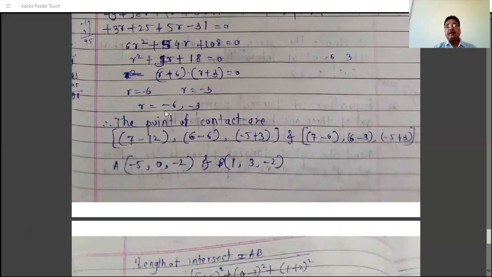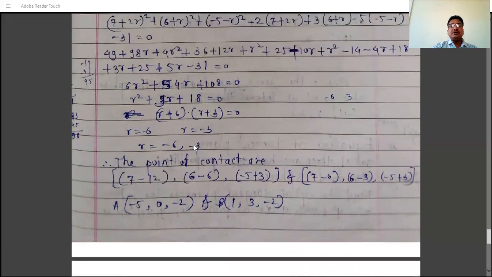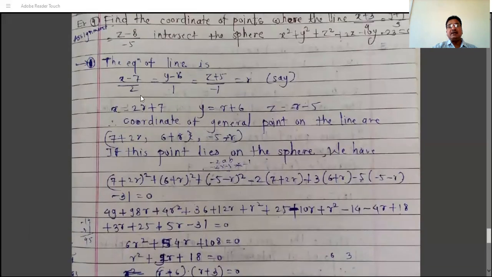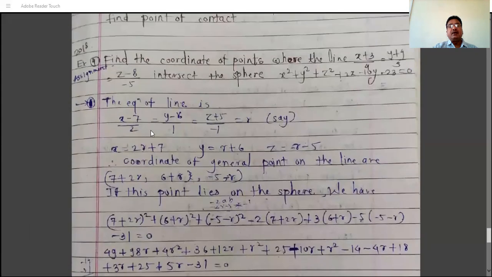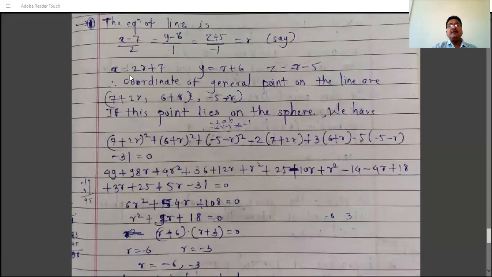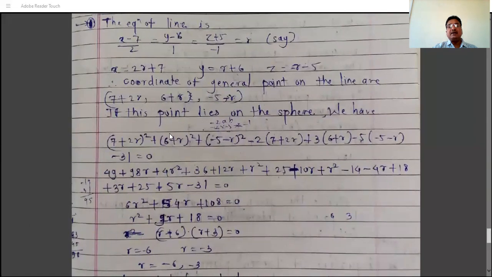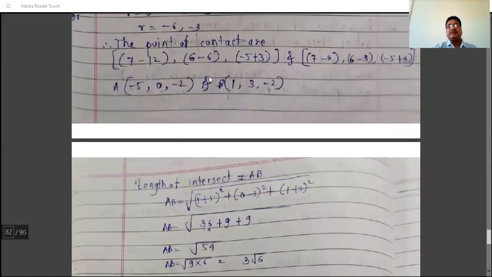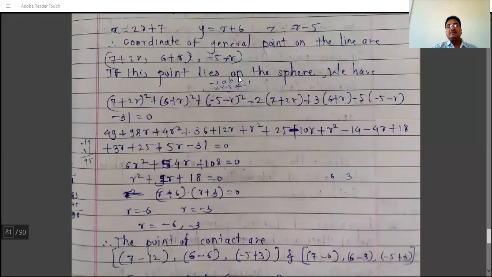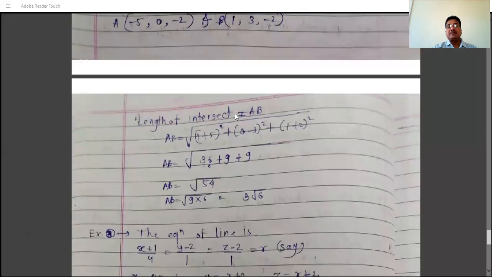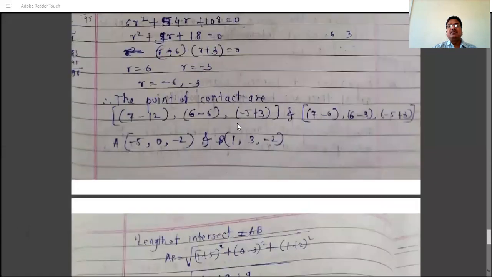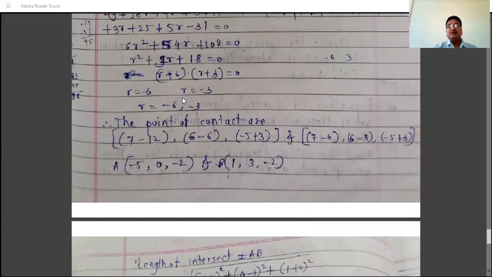So we have two different values of r. Substitute the first value as minus 6. We have the point of contact: substitute r as minus 6. So what do we have? For x, minus 12 plus 7, comma, then substitute r as minus 6, so 6 minus 6, then comma, then substitute in the formula z is minus 5 minus r, so minus 5 plus 6.